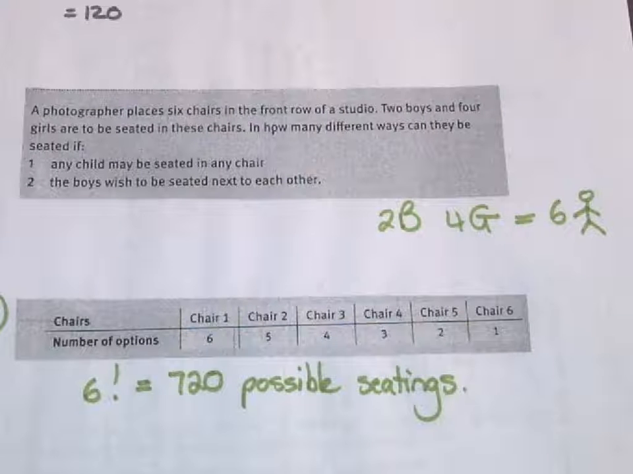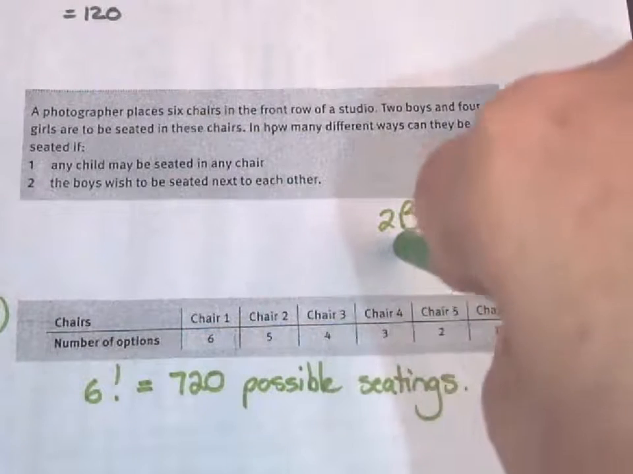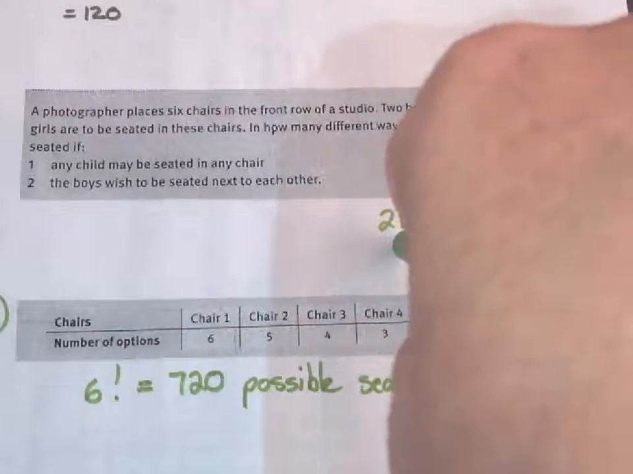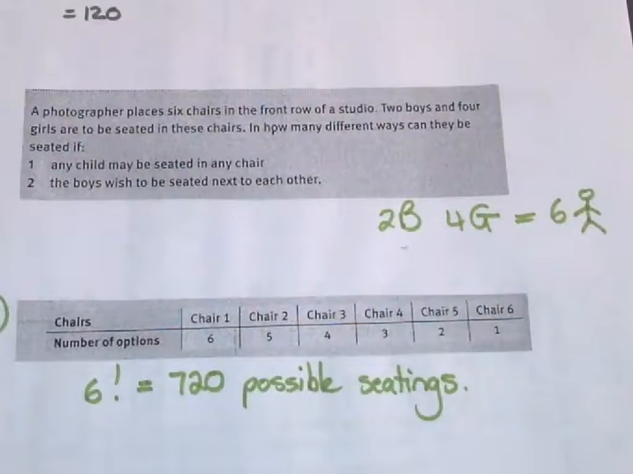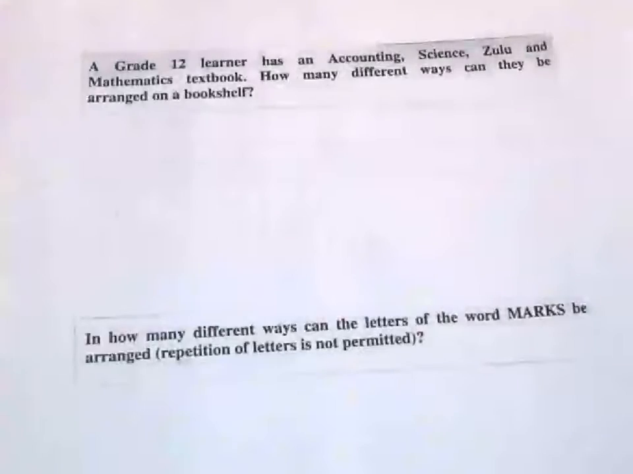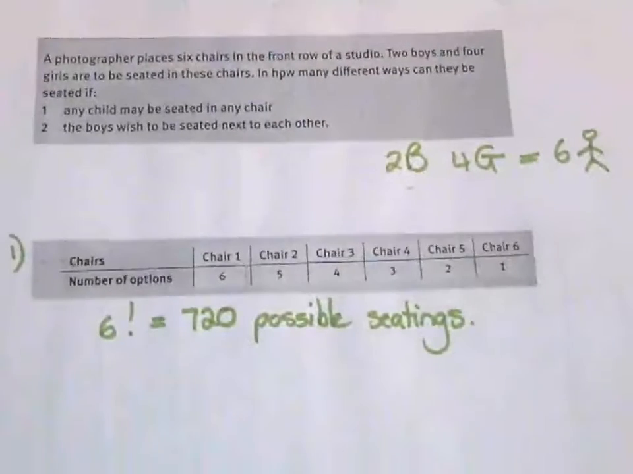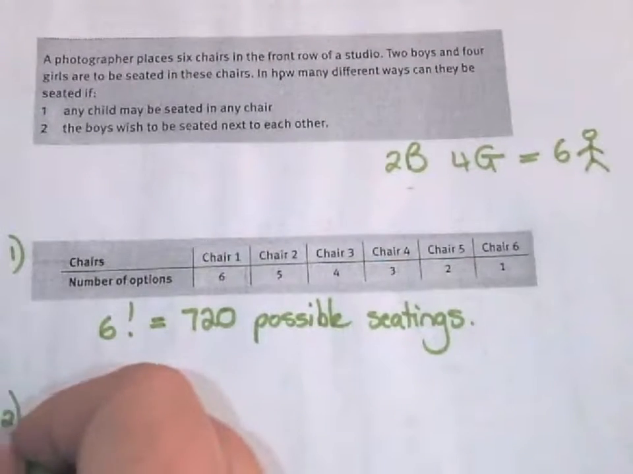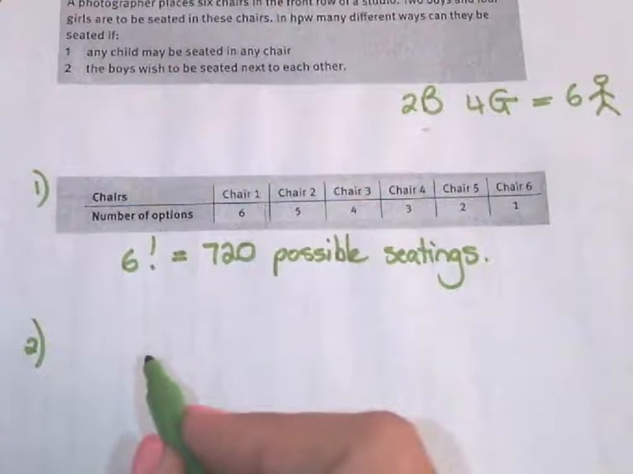Now, the boys are difficult. They want to sit next to each other. So how many possible seatings do we have now? There are 2 boys. They want to sit next to each other. And the rest can sit wherever they want. So now, we have 6 chairs.